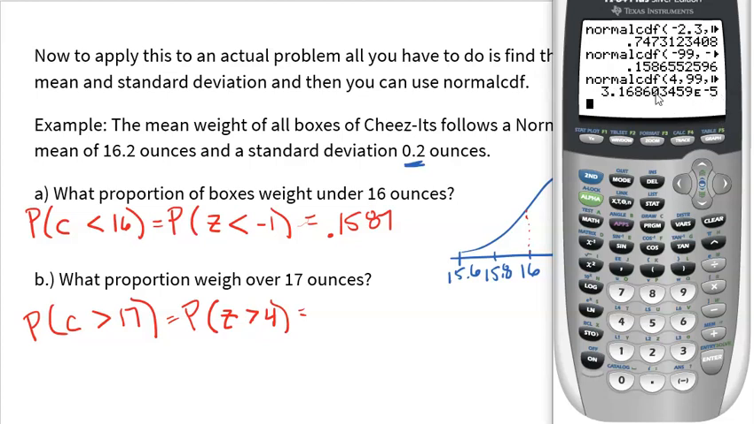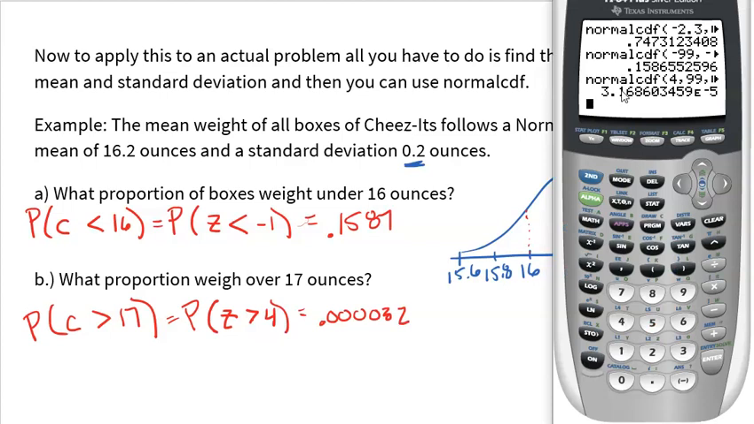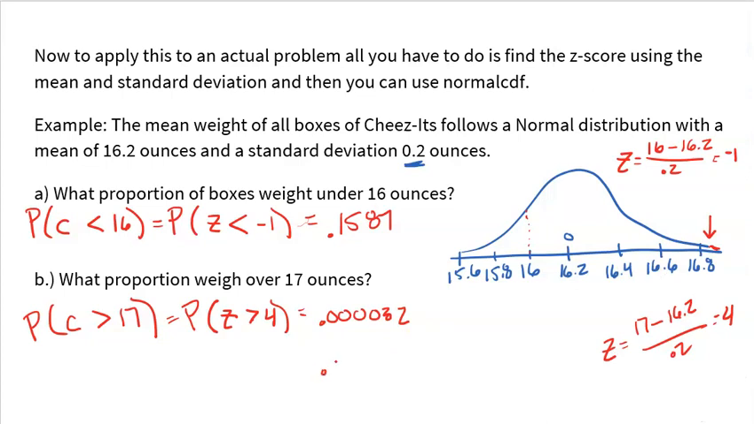This e to the -5 means I got to move the decimal 5 times to the left. So 1 time past the 3 and then 4 more times. That's actually going to produce 0.000032. So notice how the 6 tells that 1 to go to a 2. So that's very, very small, right? As a percentage, it's 0.0032%. So a very, very, very small percentage or proportion of Cheez-It boxes are going to be over 17 ounces.